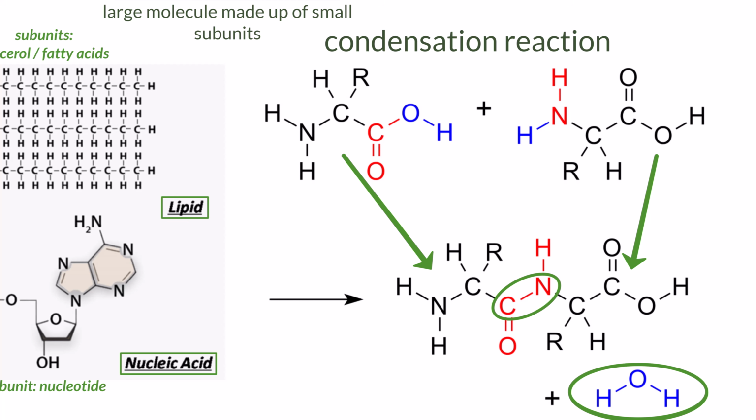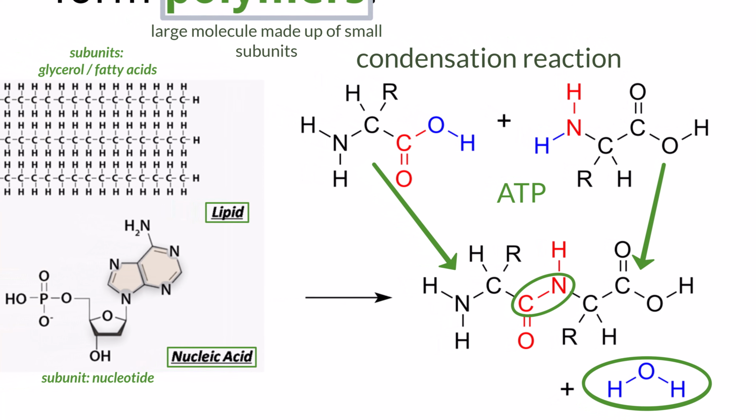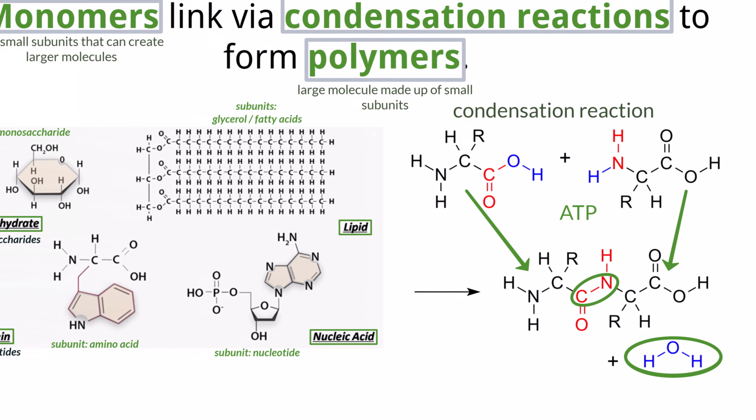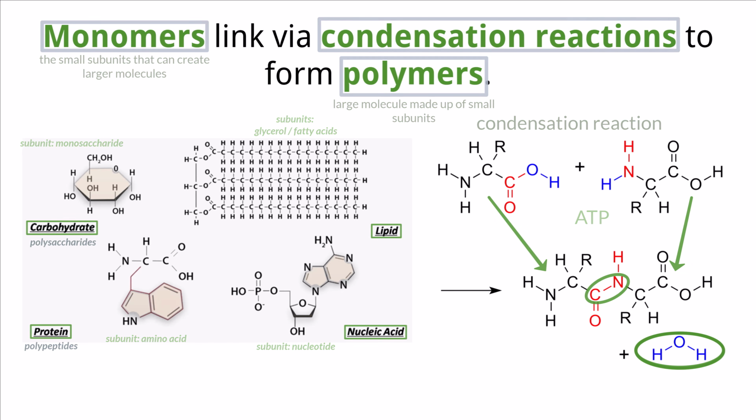A bond is then formed to connect the 2 molecules where the atoms to make the water were removed. Energy is required to construct polymers by condensation reactions and is supplied by adenosine triphosphate, or ATP. For the IB exam, you need to know how these condensation reactions are used to build all 4 macromolecules. We covered nucleic acids in section A1.2. We will cover polysaccharides and lipids in more detail in this video, and polypeptides will be covered in section B1.2.